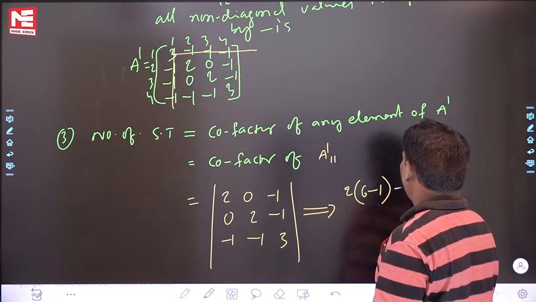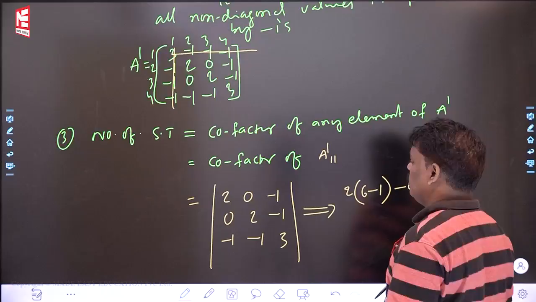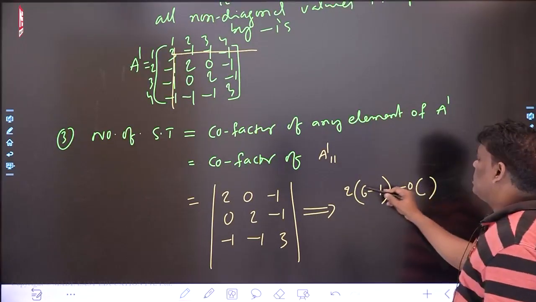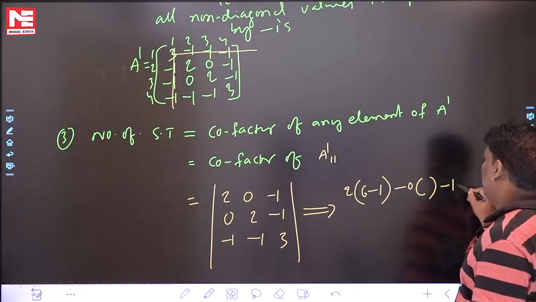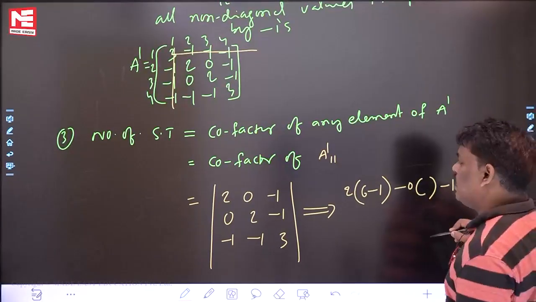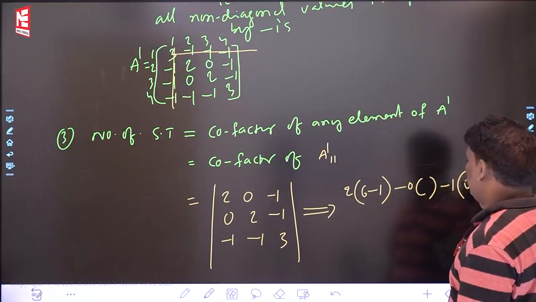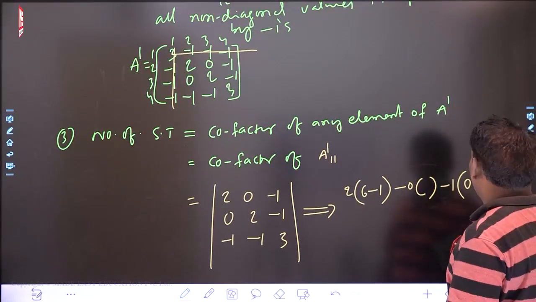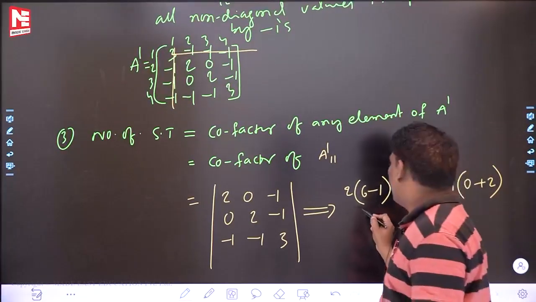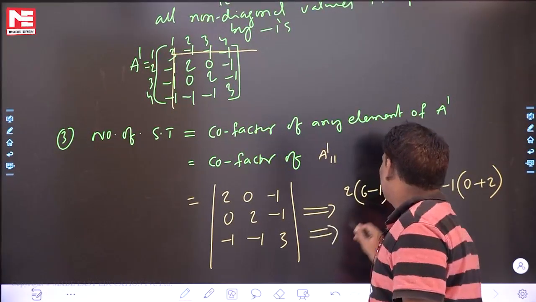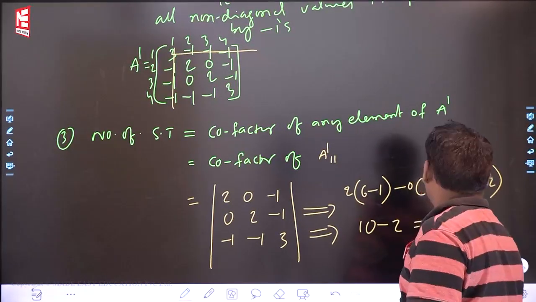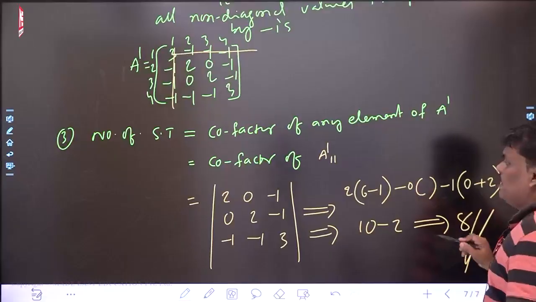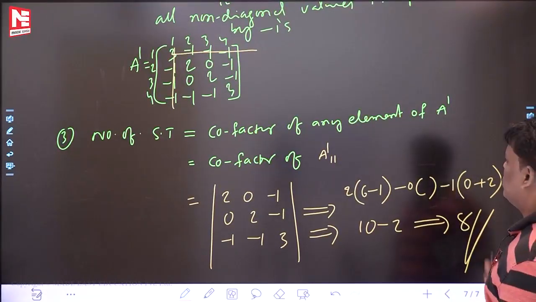Next, 0 into anything is 0, that's okay. Next, after this the sign is negative, this will become positive, so minus 1 into that row, that column cancel. What is the answer? 0 plus 2, which goes to 10, minus 2, which goes to 8. So 8 spanning trees. So this is the procedure.